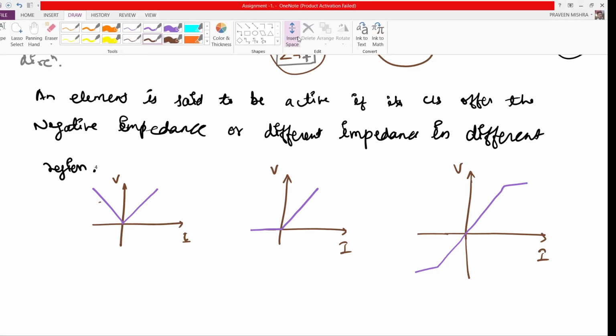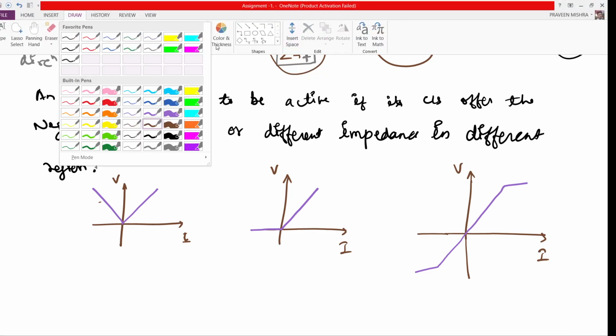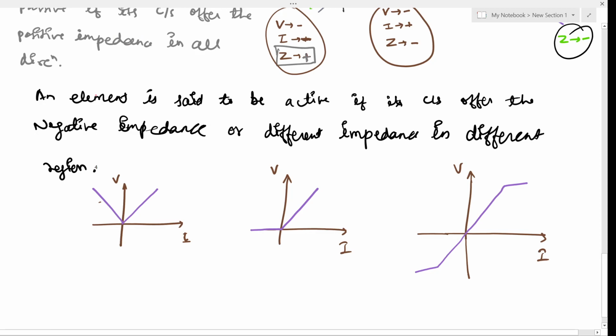As per the statement we had discussed, this one is the characteristic of an element. Here V and I are positive, so Z is positive. Here voltage is negative, current is positive, so Z will be negative. And here voltage and current are negative, so Z will be positive. Here voltage is positive but current is negative, so Z will be negative.